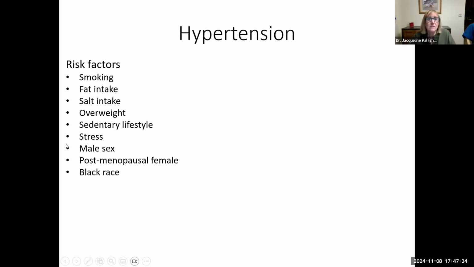Looking at hypertension, the risk factors are smoking, dietary fat intake, dietary salt intake. Think about your diet. Are you eating out at restaurants? Then you automatically have high fat and salt intake. Are you overweight? Are you obese? Do you have a sedentary lifestyle?